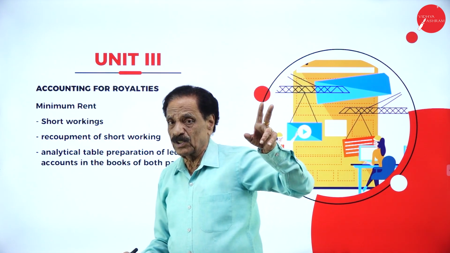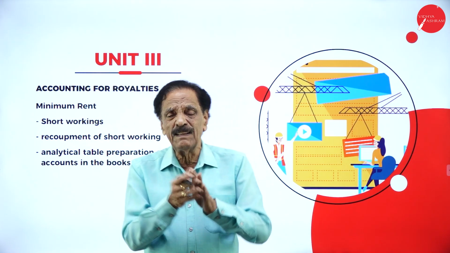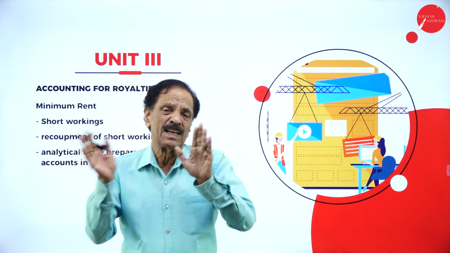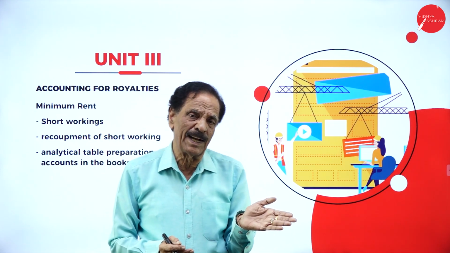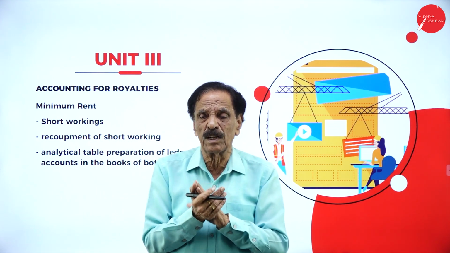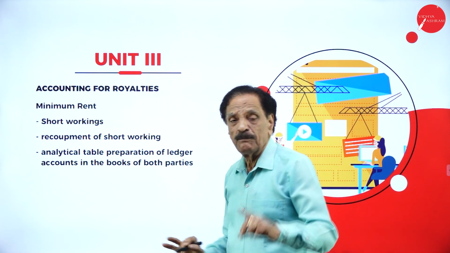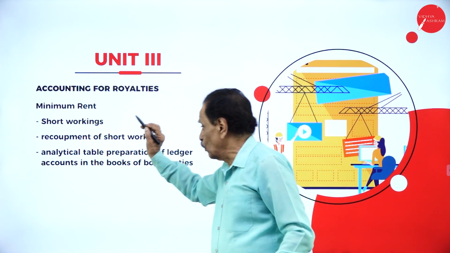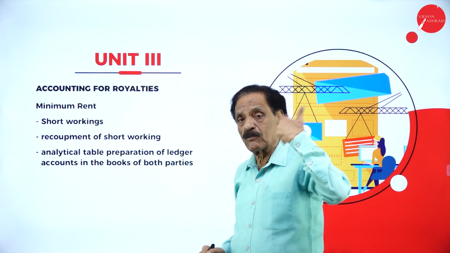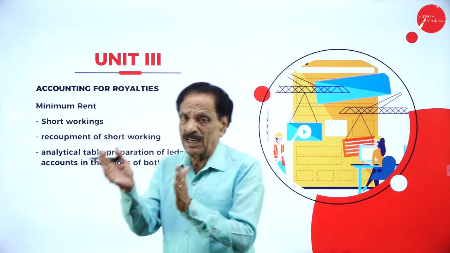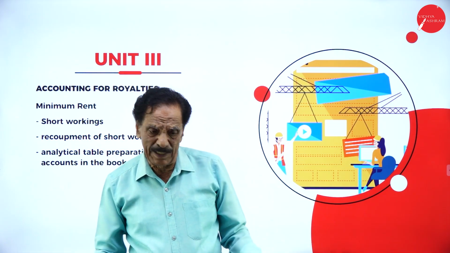There are two parties. One is called the holder, particularly the lessor and lessee. Lessor is the owner, lessee is the man who utilizes that particular land. We are going to prepare the ledger account in both the parties. Here we are going to explain what is royalty, what is minimum rent, what is short working, how to construct the table. Then we find out the lessor and lessee, who is a lessor, who is a lessee. All we are going to explain in detail.